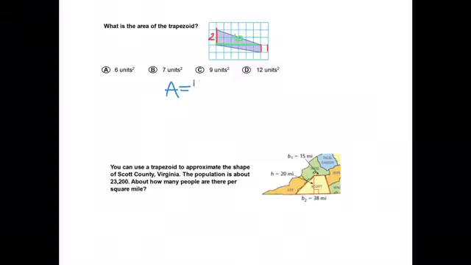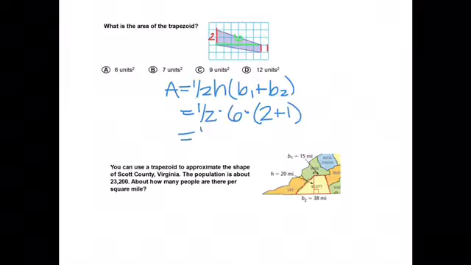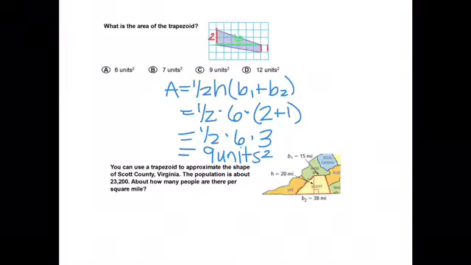Area equals 1/2 height, base 1 plus base 2. 1/2, my height was 6. My two bases are 2 and 1. So half of 6 times 3 is 9. And we don't know if these are meters or inches, so we put units when we don't know what the units are, and they're squared because it's area. So letter C.